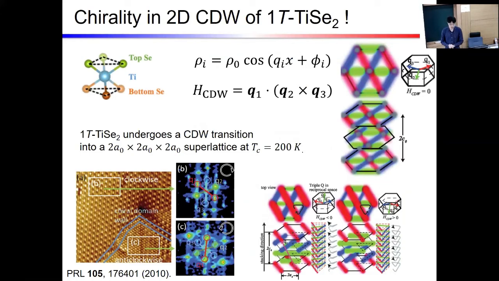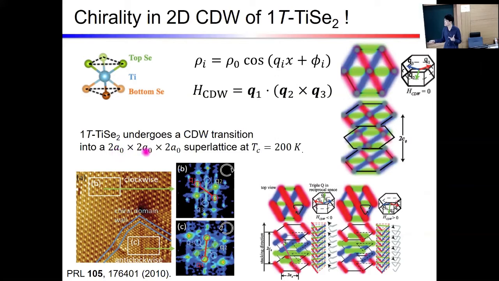the one-dimensional case maybe doesn't have intrinsic chiral CDW cases, but what about the two-dimensional? Actually, 10 years ago, one group reported they found chiral order in a two-dimensional charge density wave, which is 1T titanium diselenide. So the 1T titanium diselenide atomic structure is like here, and they found when you cool down, they notice there is a 2 by 2, actually more complex because there are 3 unit cell vectors, right?